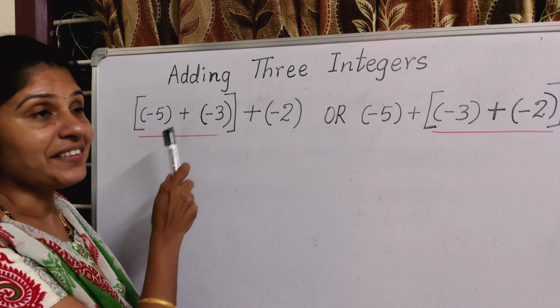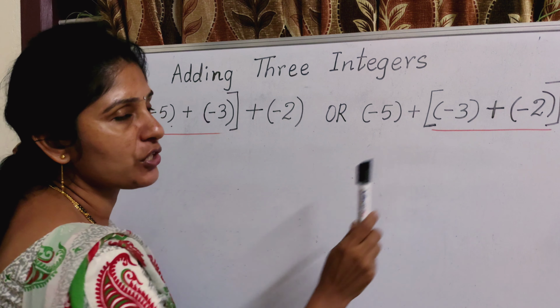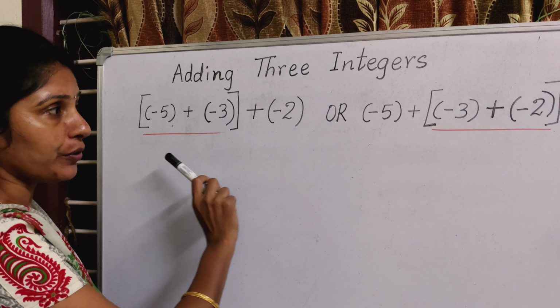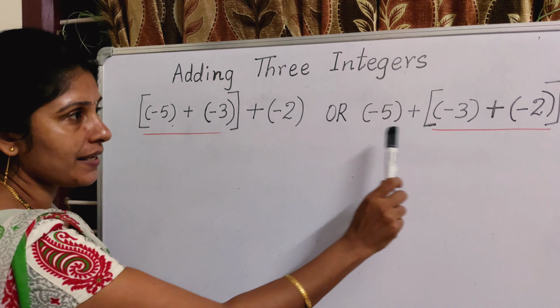Adding three integers. Observe the example. (Minus 5 plus minus 3) plus minus 2, or minus 5 plus (minus 3 plus minus 2). Here in both the cases the integers are the same, but here minus 5 and minus 3 are grouped together, and here minus 3 and minus 2 are grouped together. It means here first we need to add minus 5 and minus 3, then we have to add minus 2. Here first we need to add minus 3 and minus 2, and then we have to add minus 5.